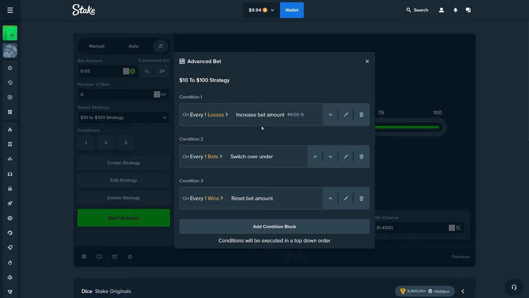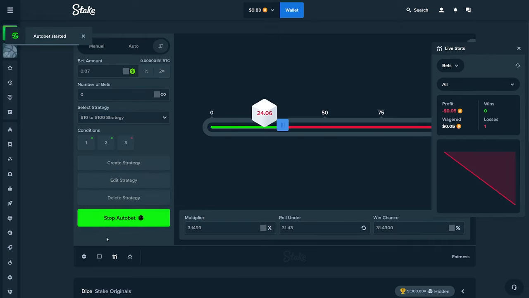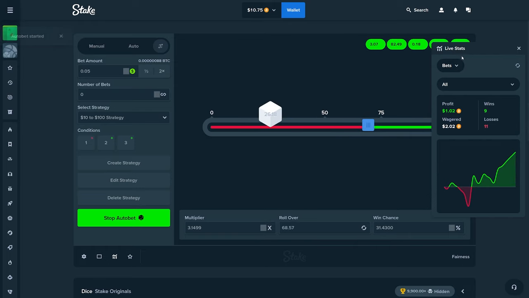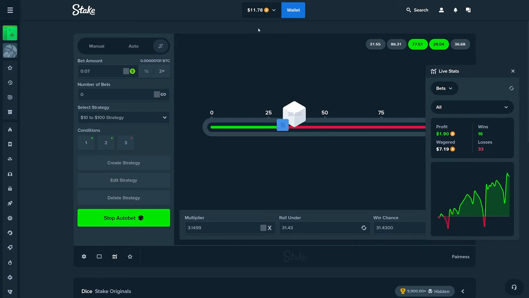On every loss, we'll increase the base bet amount by 49%. On every bet, we'll switch the sides. And on every win, we're gonna reset the bet amount. So let's just start this up right away. And hopefully we can get to around 30 or maybe even $50 in the balance with this one. That would definitely be some good profit for that $10 start that we have with this one.